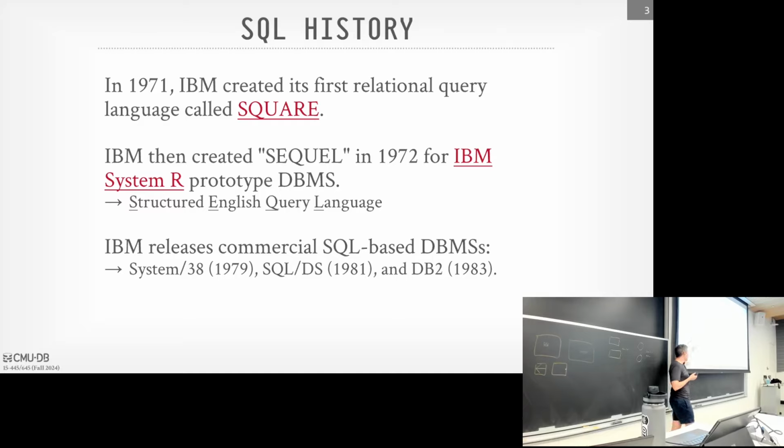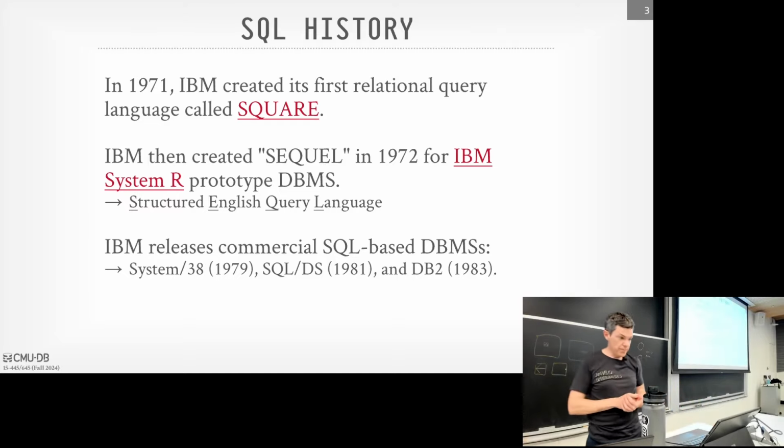System 38 didn't go anywhere. SQL DS is still around. But the big one is going to be DB2 that came out in 1983. And that's still around today. And that's still a juggernaut in industry. Again, we'll see DB2 stuff later in the semester.